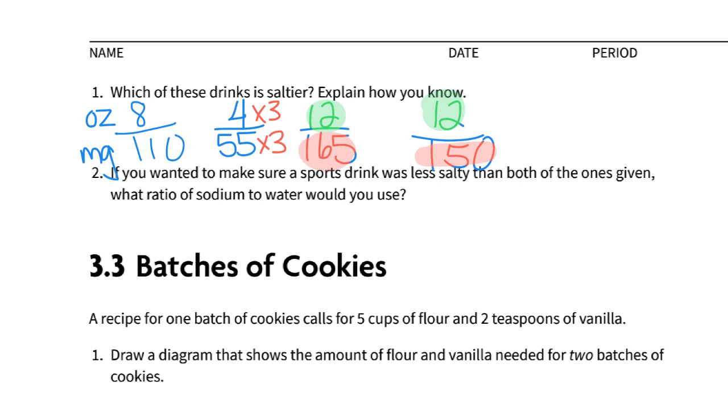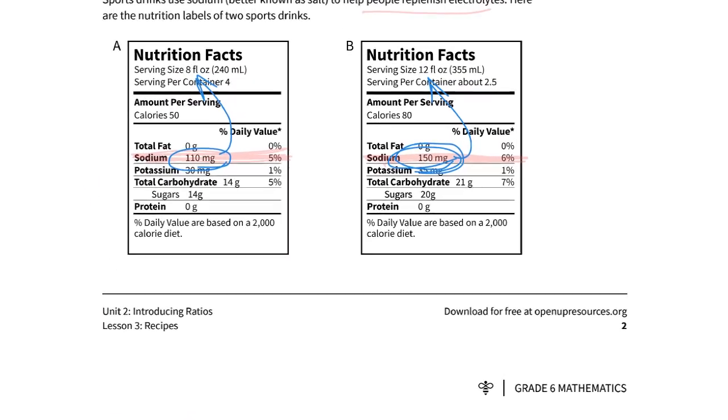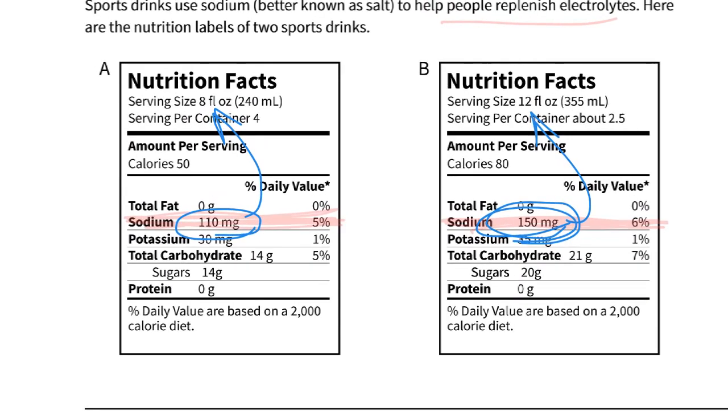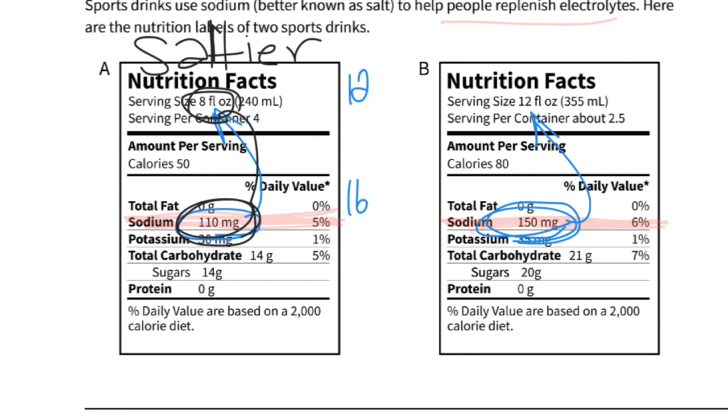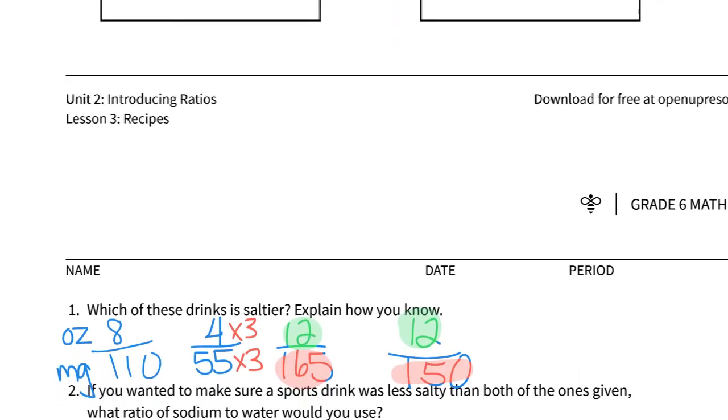So scrolling up, we can now see that this one is the saltier one, because this ratio of 8 to 110 could eventually get renamed to be 12 and 165. And that 165 is way bigger than 150. That's kind of interesting. That's a tricky problem.